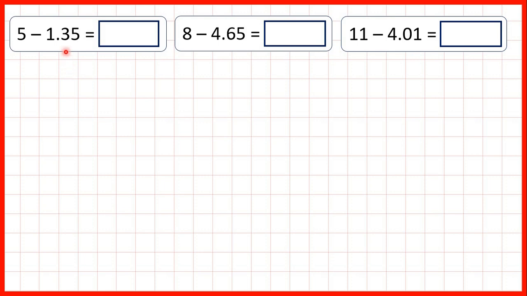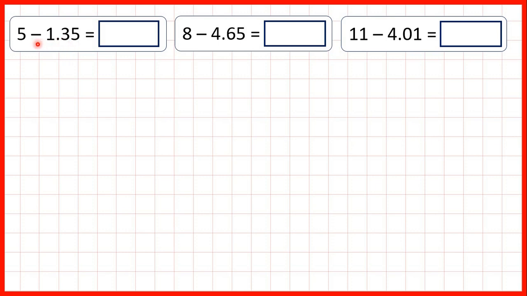Now for these questions, we're subtracting a decimal from a whole number. So first, we have 5 minus 1.35. Now we can use column subtraction for this, but we need to be really careful and think about the place values in our question. Remember, the digit before the decimal point is the ones digit, so we have 1, and the digits after the decimal point are the tenths and hundredths digits.